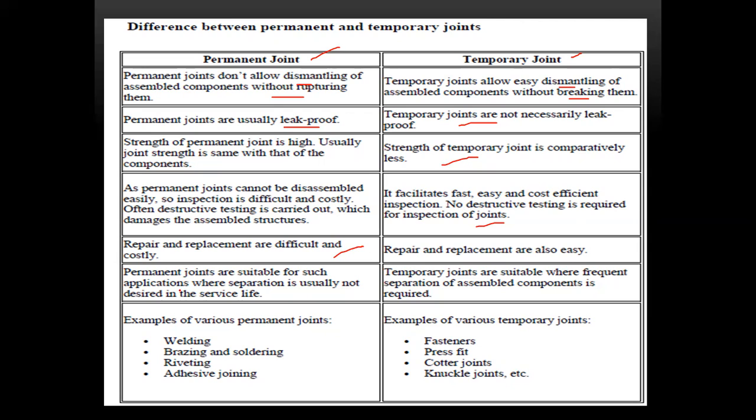So in this permanent joint, repair or replacement is very difficult and it is a costly process. Here we can do it easily. Next, permanent joints are suitable for applications where separation is usually not desired in the service life. Okay, so coming to the temporary joint, these are suitable where frequent separation of assembled components is required. Next one. Examples are welding, brazing, riveting, adhesives, fasteners, press fit, quarter joints, and knuckle joints.